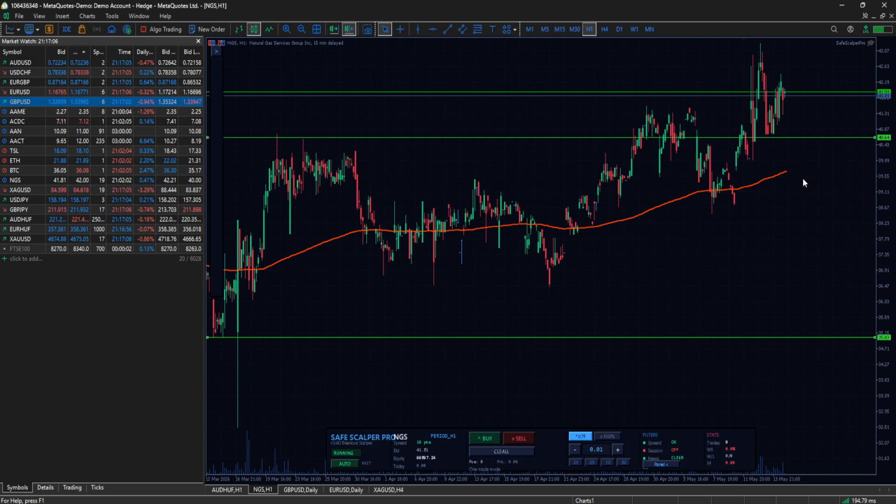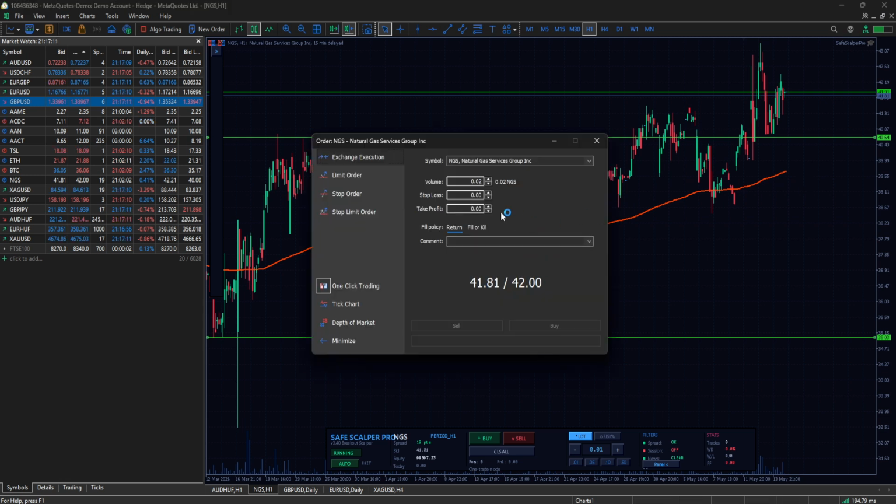Enter only after confirmation. Let the candle close so the pattern is confirmed. Buy at support after a bullish candle confirms strength and sell at resistance after a bearish candle confirms rejection. Avoid entries in the middle of nowhere or mid-candle. Patience prevents avoidable losses. Finally, set your stop loss and take profit.